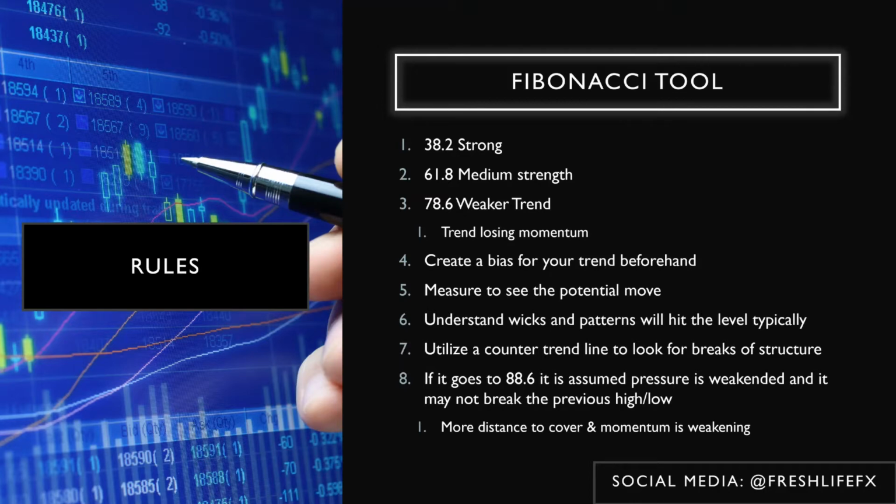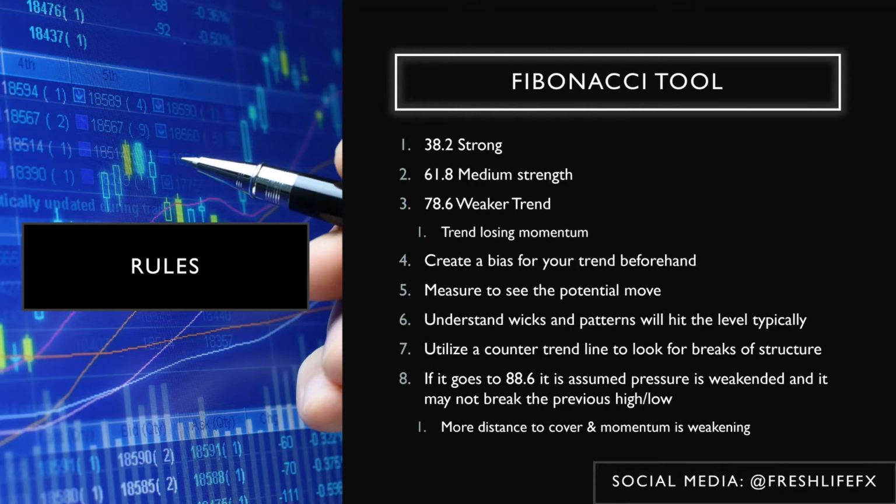The more distance it has to cover, the weaker the momentum actually gets. But yeah, you want to create a bias before you actually create the trend. Look for your trend. You want to use the Fibonacci tool to measure, to look for the next potential move, and understand that wicks and patterns will more likely hit those levels. For example, it may just tap the level real quick, or it may sit on the pattern for a while and create a pattern like a triangle or an MW, whatever.